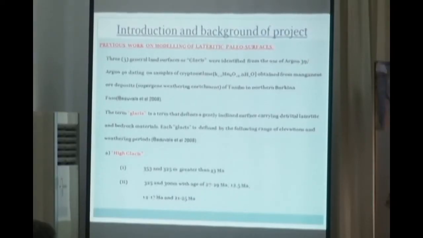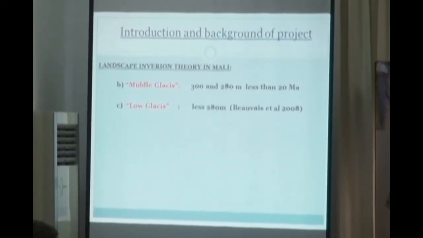So there are some terms to be quickly familiarized with. The glacis are basically different surfaces or height levels that exist, and you have about 3 main height levels. There's a 350 to 325 height level, which is about 48 million years in age. There's a 325 to 300 level, which is about 27 to 29 million years. And there are actually 3 age dates for this level. So it's referred to as the middle and the lower glacis.